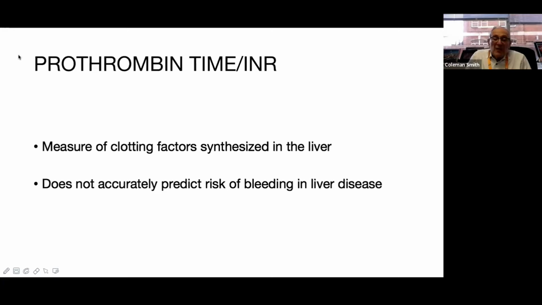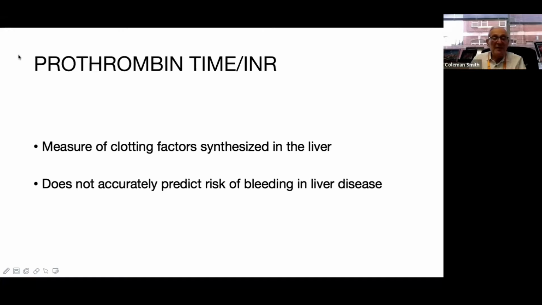You can also get a prolonged INR in people with jaundice who have a cholestasis, where you don't absorb the vitamin K, which is necessary to make these clotting factors. The difference between INR elevation due to liver synthetic dysfunction and due to the inability to absorb vitamin K because of cholestasis or whatever can easily be demonstrated by giving the person vitamin K.